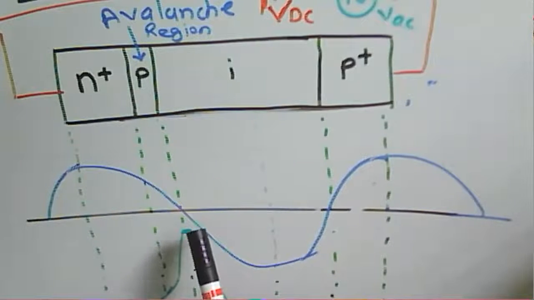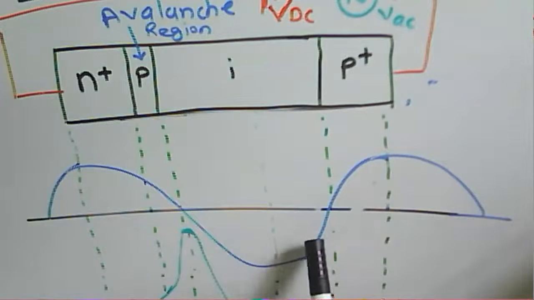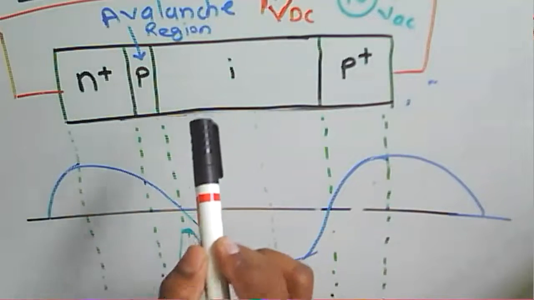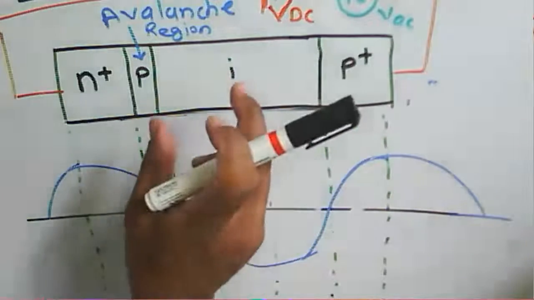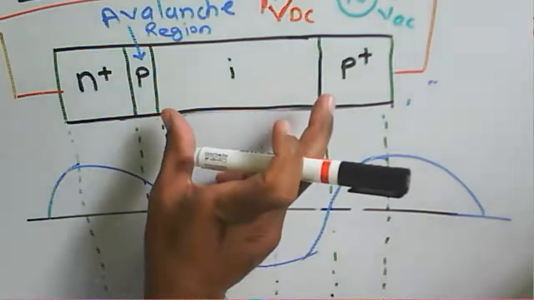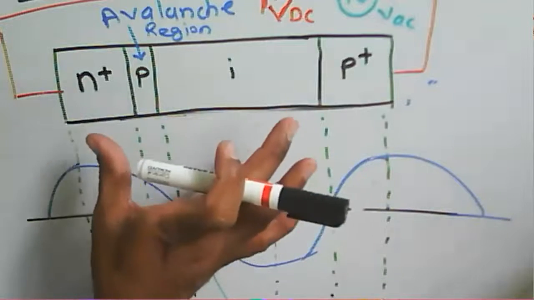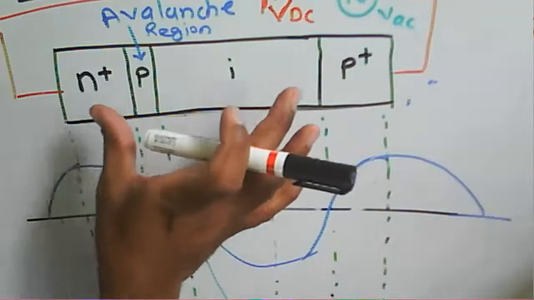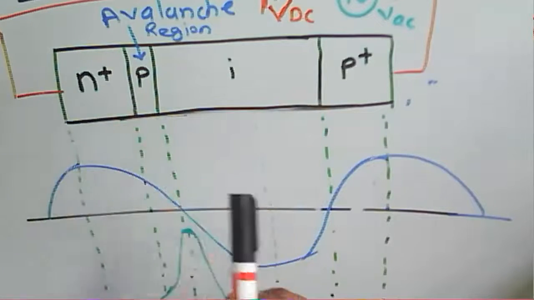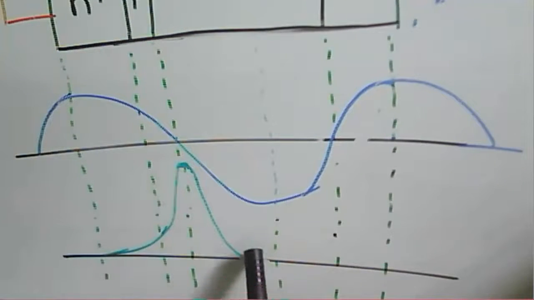Then what about the negative half cycle? In this case, compared to the DC voltage we are applying, the negative voltage opposes this DC voltage, and that's why the total voltage across this particular diode drops below the breakdown. So the total voltage across this diode drops below the DC voltage. That's why the avalanche multiplication stops and the carrier current drops.